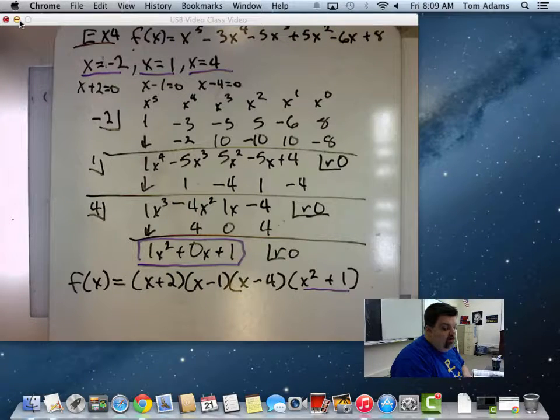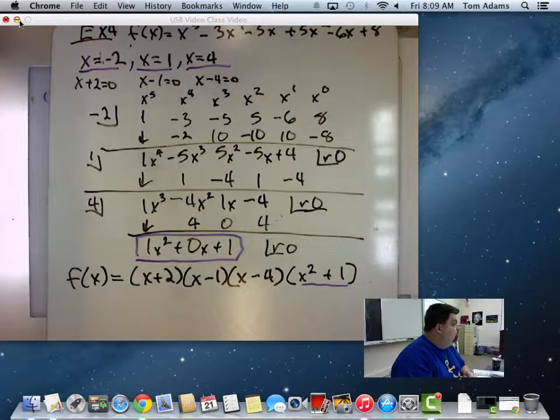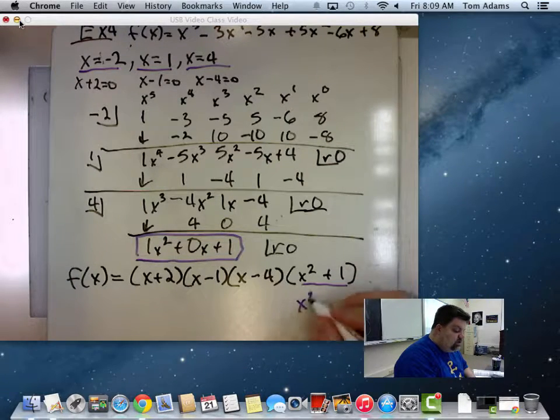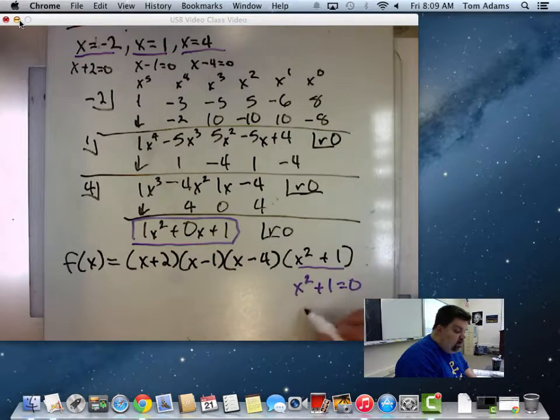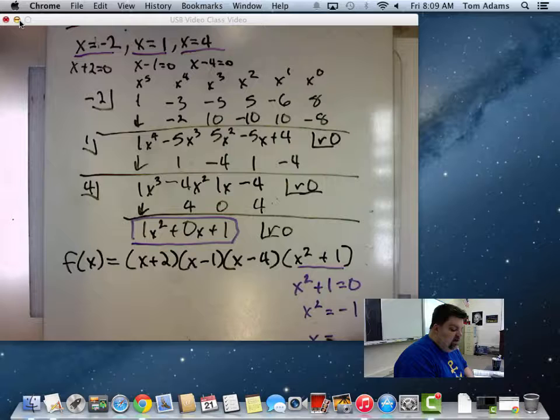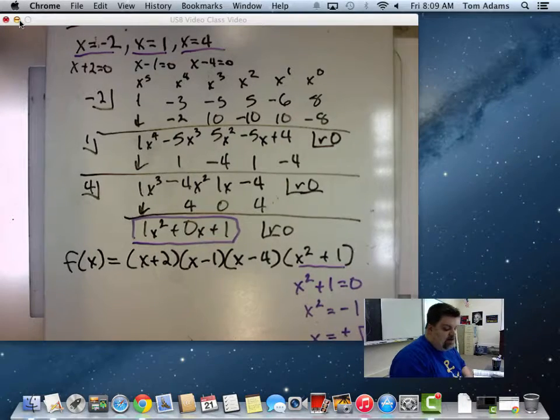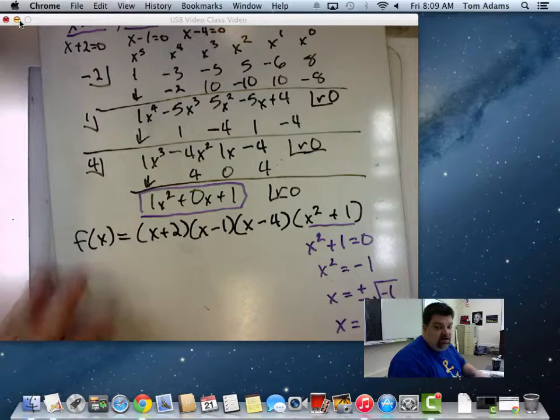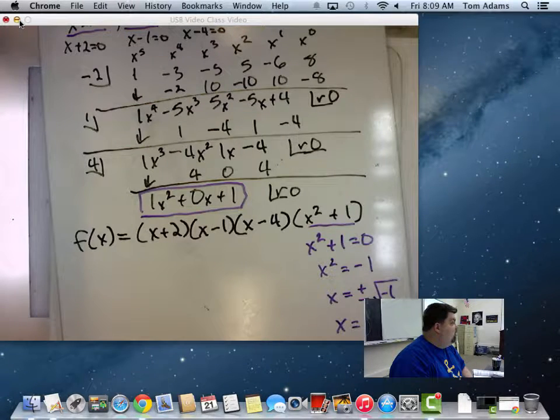So now the only thing I have left to do is split this up. To split that up, I think to myself, okay, x squared plus 1 has to equal 0. x squared equals negative 1 if I move the 1 to the other side. Now what do I do? Take the square root of both sides, and I get plus or minus the square root of negative 1, so x is equal to plus or minus i. Do you guys see what I did there? So now what does that mean?